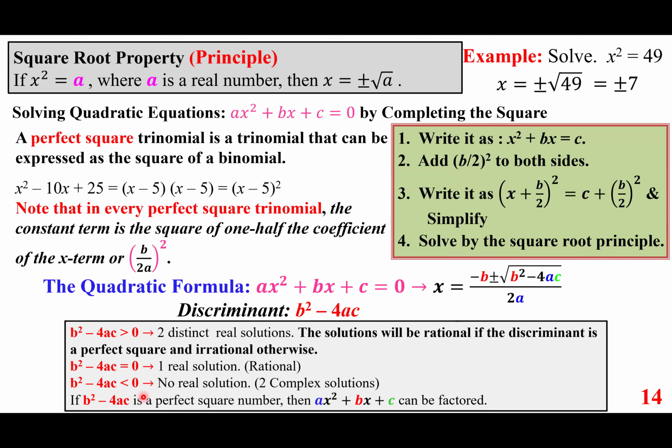And again, if b squared minus 4ac is a perfect square number, then ax squared plus bx plus c can be factored. And that is extremely important, everybody. Okay, so a lot of information here, as you can see.